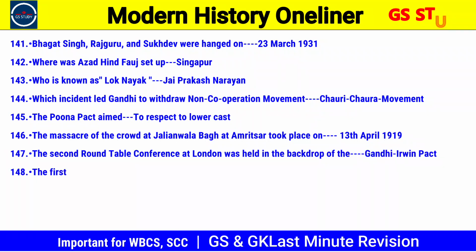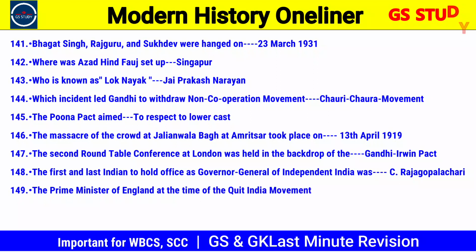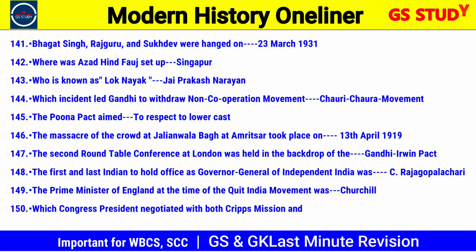Singapore. 143. Who is known as Lok Nayak? Jayaprakash Narayan. 144. Which incident led Gandhi to withdraw non-cooperation movement? Chauri Chaura. 145. The Poona Pact aimed at respect for the lower castes. 146. The massacre of the crowd at Jallianwala Bagh at Amritsar took place on the 13th of April 1919.